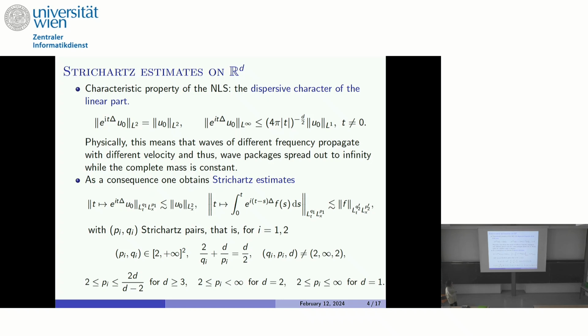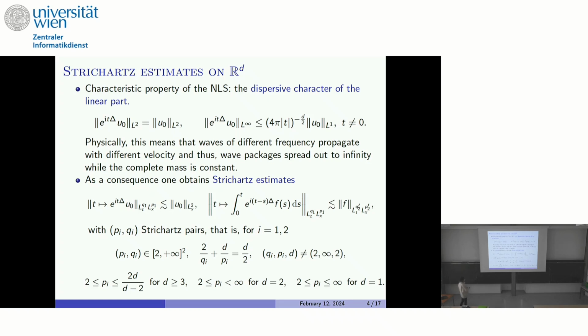So again, you have the conservation of mass, and here is the dispersive behavior of the equation. Basically, if you start from an initial datum which is in L1, then at time t, you end up living in L infinity.